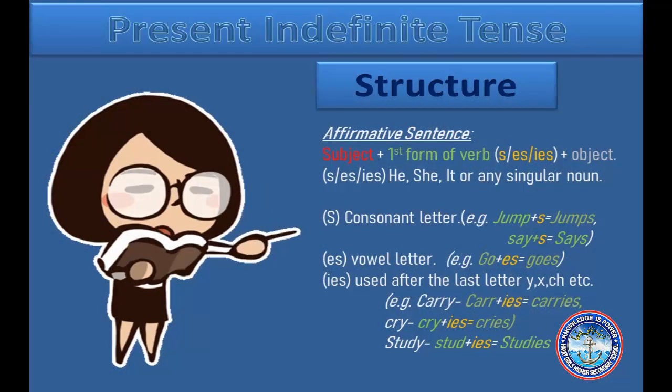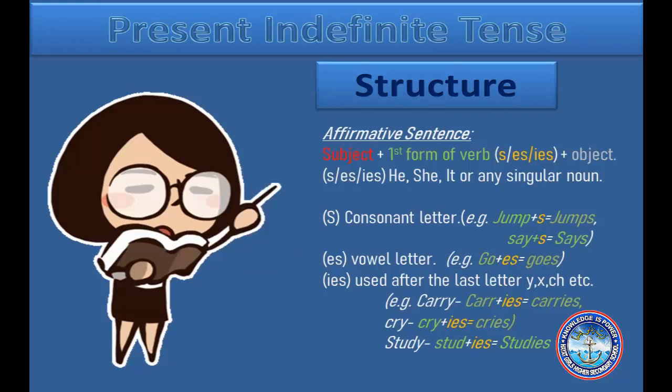Next is the structure of present indefinite tense in an affirmative sentence. Subject plus first form of verb with s, es, ies if required, plus object. In present indefinite tense, always the first form of verb is used. Keep this in mind: never use a helping verb in an affirmative sentence of present indefinite tense, because the verb of a sentence, or the first form of verb with s, es or ies, itself represents an action in present state. I hope here you understand the function of verb.